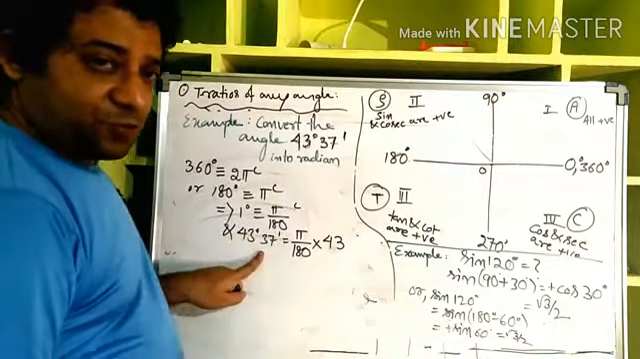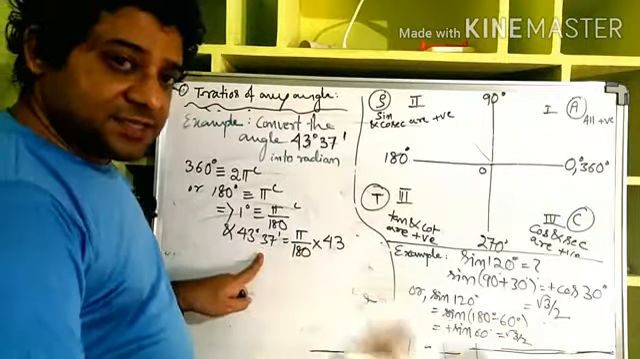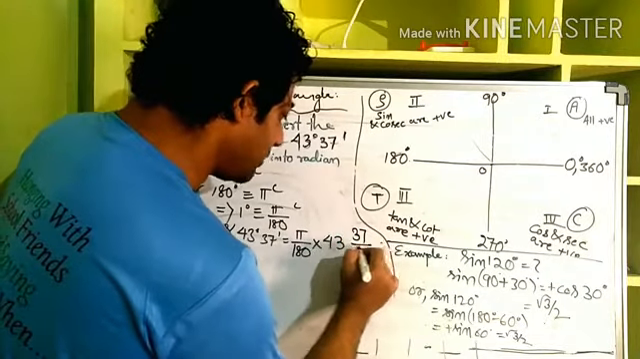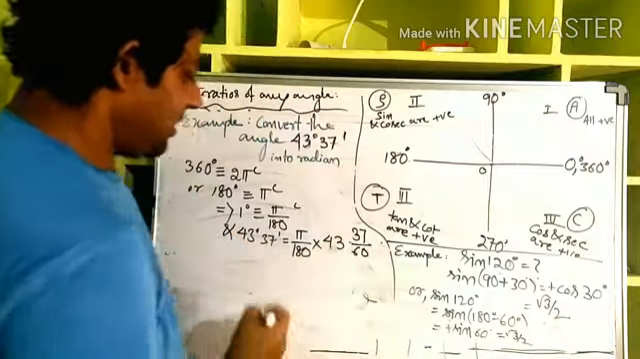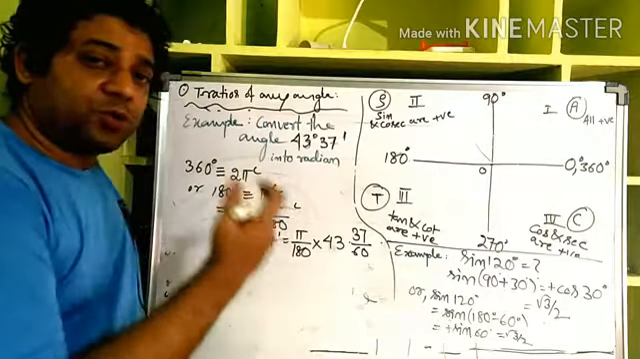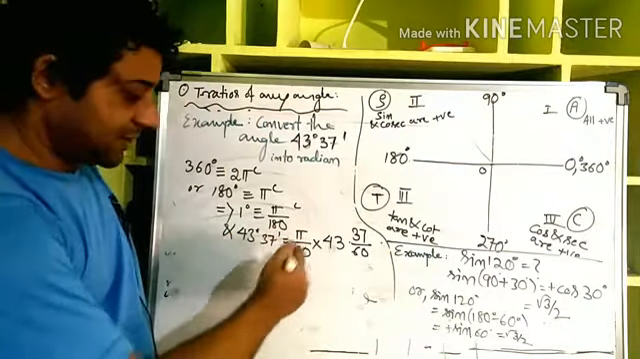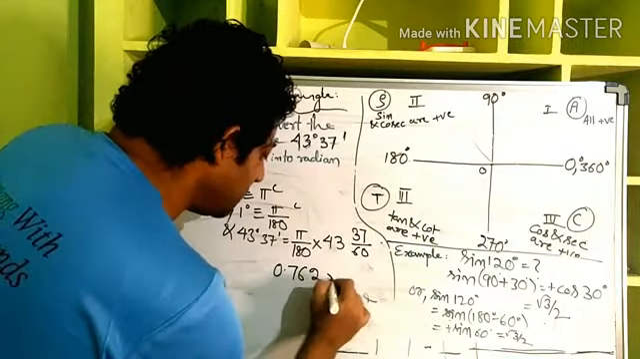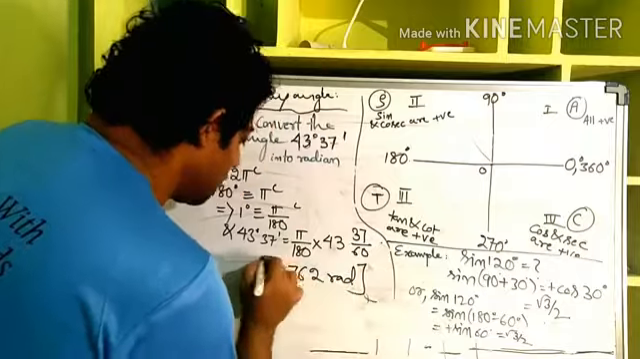60 minutes is equal to 1 degree and 60 seconds is equal to 1 minute. So this is 43 and 37 out of 60. Now you solve it, and for pi you can put 22 by 7 and solve it. The final answer comes to 0.762 radians. So it's homework for you.